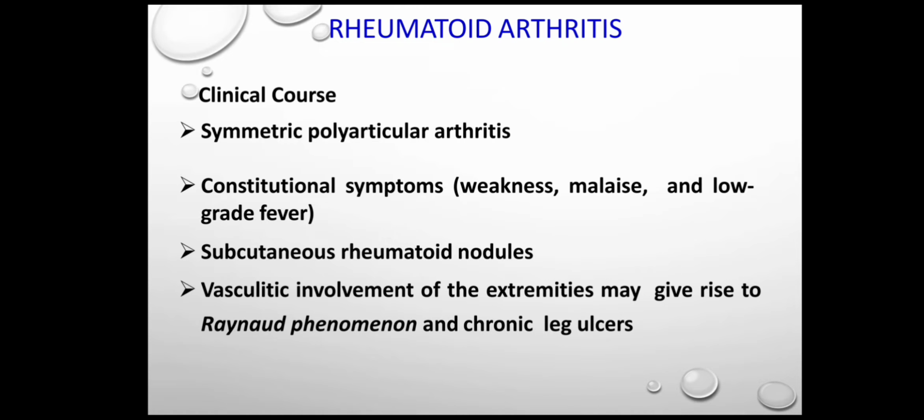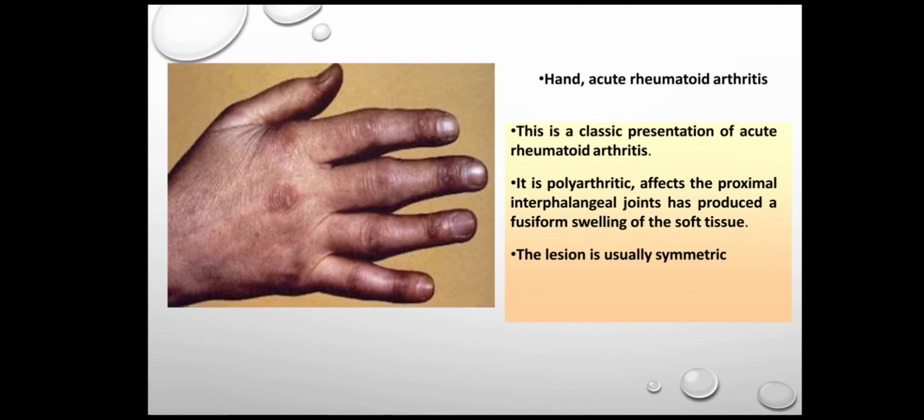Symptoms include weakness, malaise, low-grade fever, and subcutaneous rheumatoid nodules. Vasculitic involvement of the extremities may give rise to Raynaud phenomena and chronic leg ulcers. In acute rheumatoid arthritis, the classic presentation includes polyarthritic joints, where mostly the small interphalangeal joints are affected first, producing fusiform swelling of the soft tissue, and the lesion is usually symmetric, present on all the fingers.